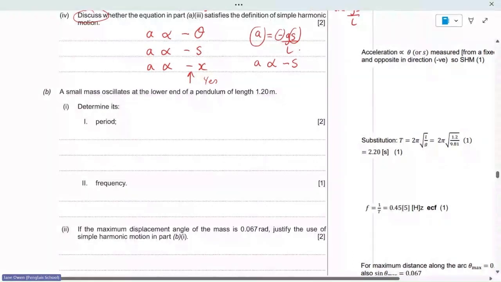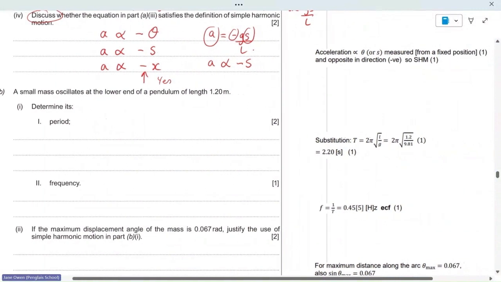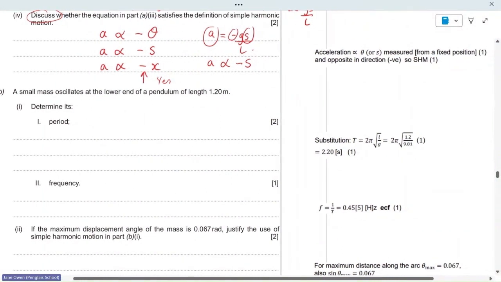So it's not good enough for me just to put all of that there. You've really got to be very specific and say acceleration is proportional to S, from a fixed position and opposite in direction. So therefore it obeys SHM. You've got to link it back.